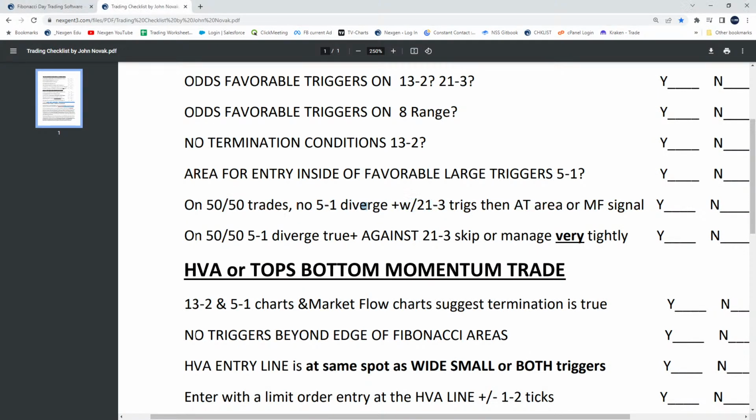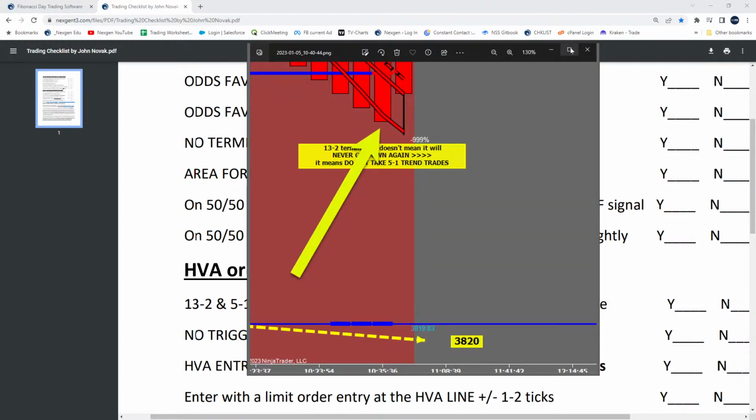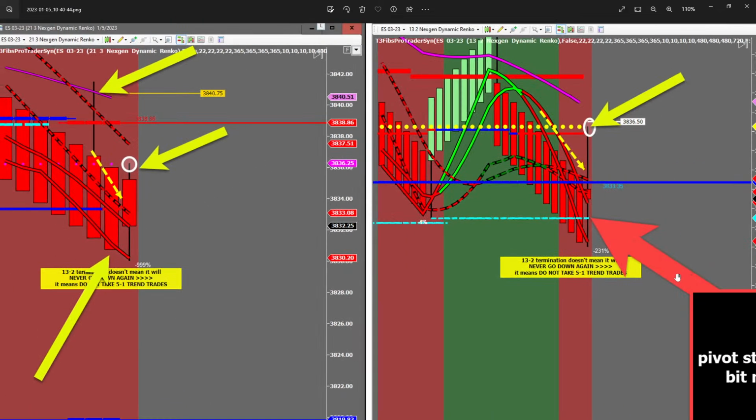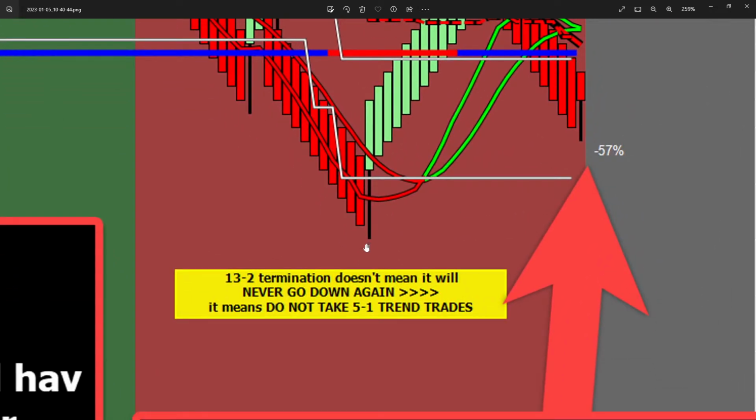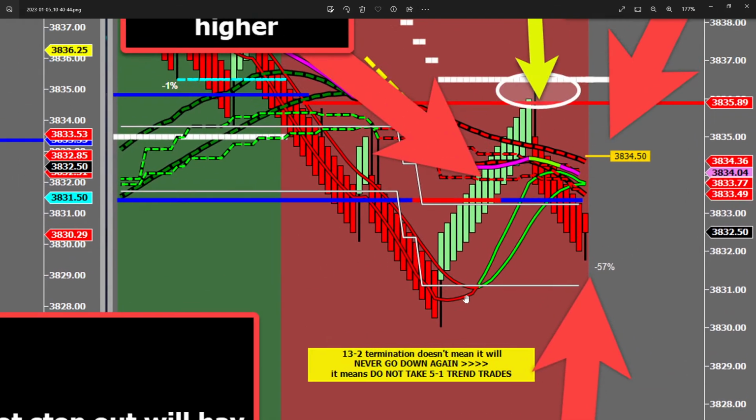The plan says if there's no divergence on the 5-1 chart, so we'll go back and look at it. Right? On the 5-1 chart low, there was no divergence. Everybody agree? There's no negative number down there. So get in at the spot. Well, what's the spot? The mid band or the fib? Or somewhere in between.